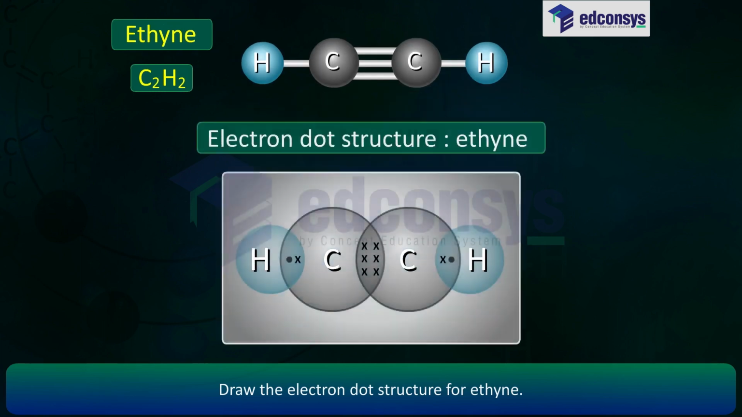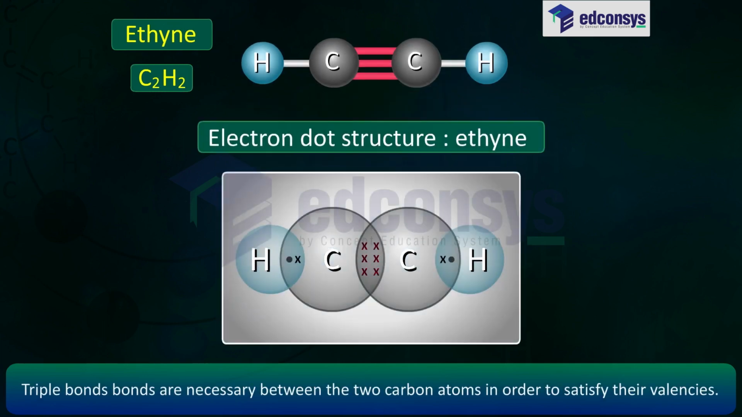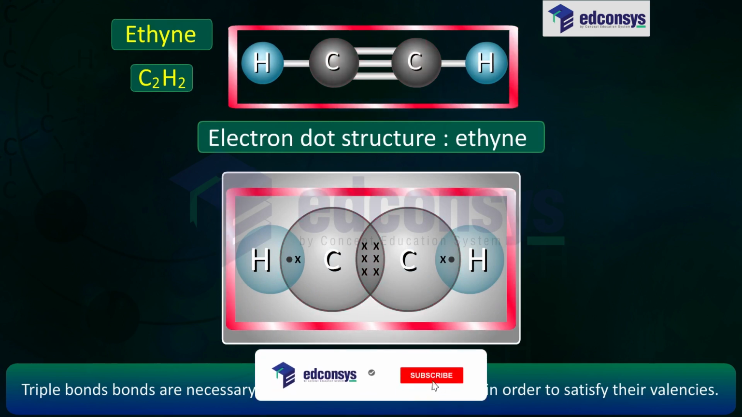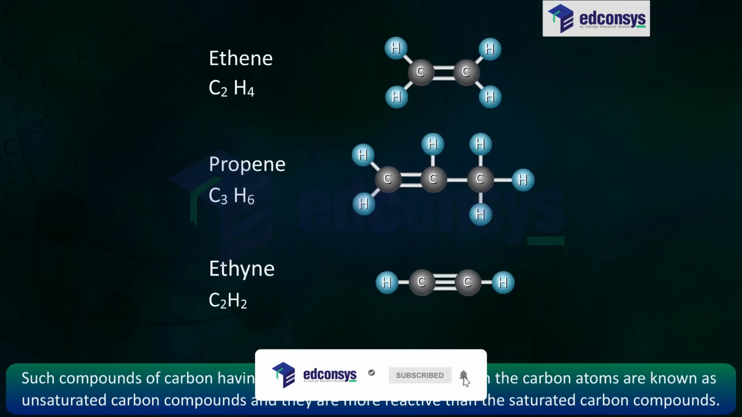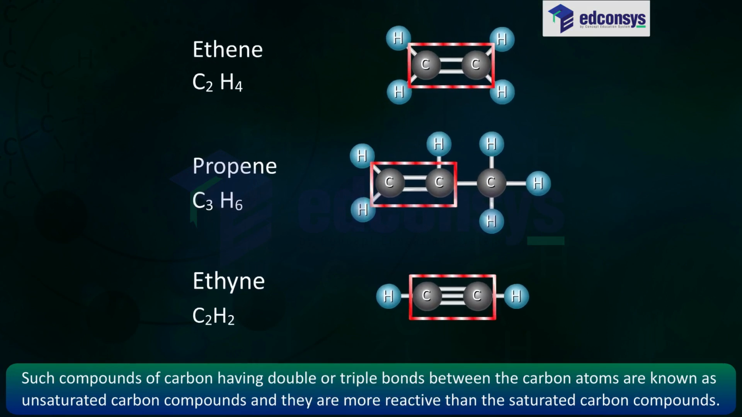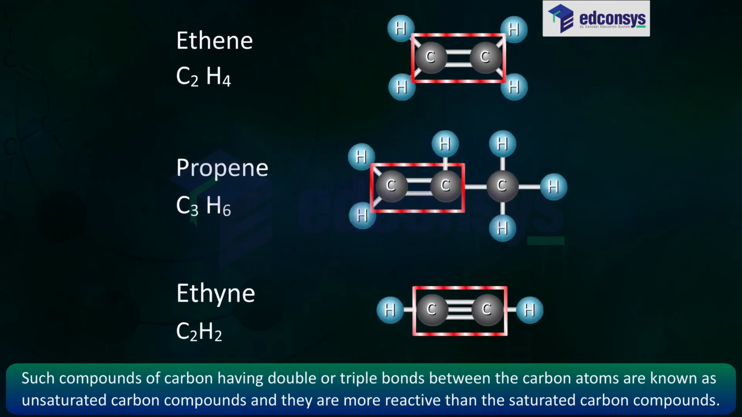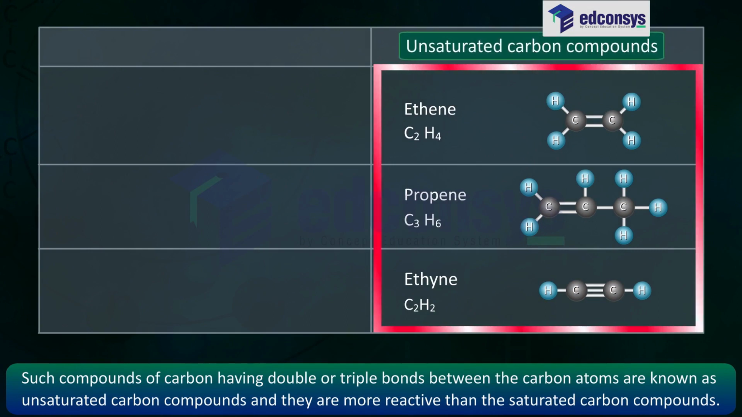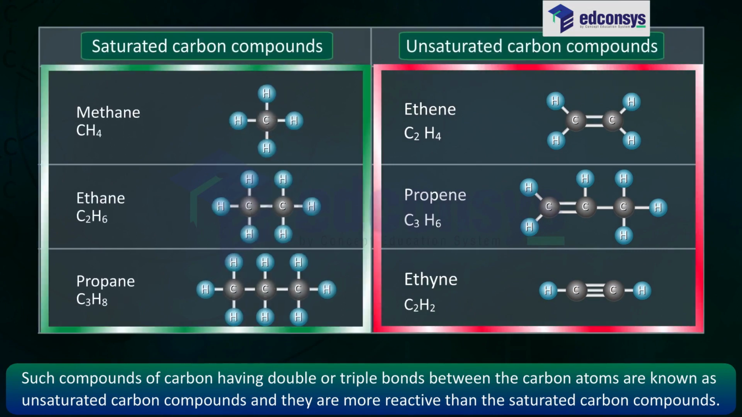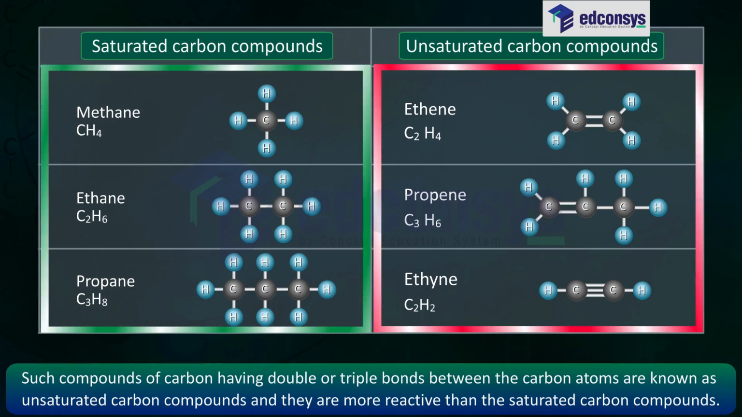Draw the electron dot structure for ethine. Triple bonds are necessary between the 2 carbon atoms in order to satisfy their valencies. Such compounds of carbon having double or triple bonds between the carbon atoms are known as unsaturated carbon compounds, and they are more reactive than the saturated carbon compounds.